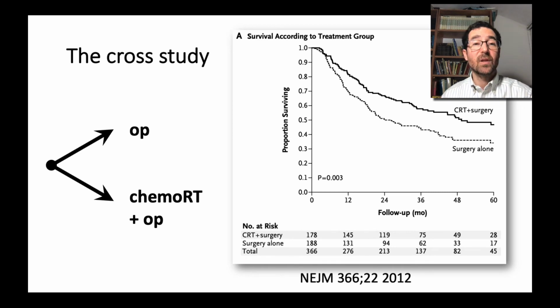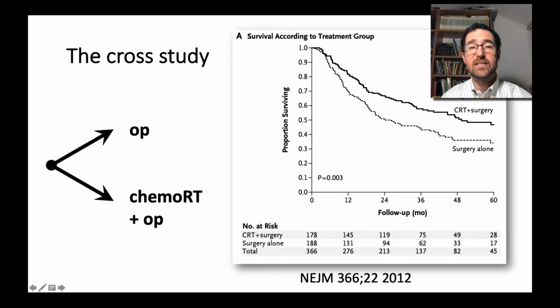This is the survival curve. So this is a Kaplan-Meier curve. On the y-axis you've got percentage surviving. On the x-axis we have time. So you see at time 0 everybody was alive, and over time people died.